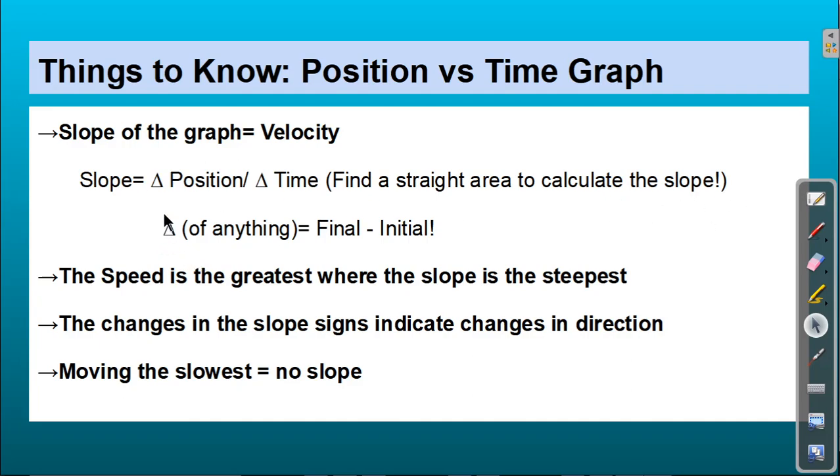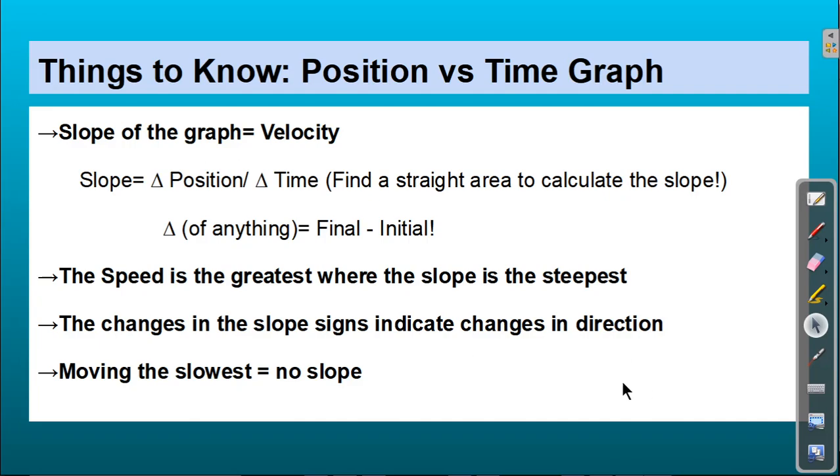And anytime that you have this delta, when you calculate a slope, you're going to have to do final minus initial. In that case the final was 2, and the initial was the 1. The speed is the greatest where the slope is the steepest. Sometimes the question is going to be, where is the greatest speed? Well, find where the steepest area of your graph is. Going up or going down, doesn't matter.